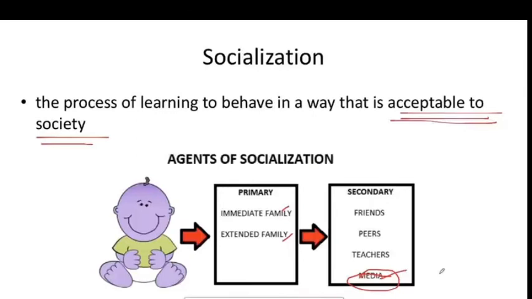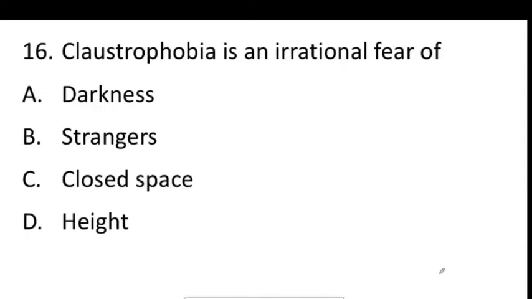Alright, we go to the next question that we have. Question number 16. Claustrophobia is an irrational fear of darkness, strangers, closed space, or letter D, height. Now, sa LET, lumalabas din po yung mga phobia. Okay, so it's also important for you to be aware of the different types of phobia that we have. The correct answer for this one would be C, closed space. Claustrophobia is an irrational fear of closed space.